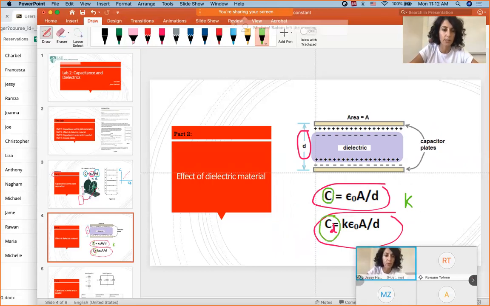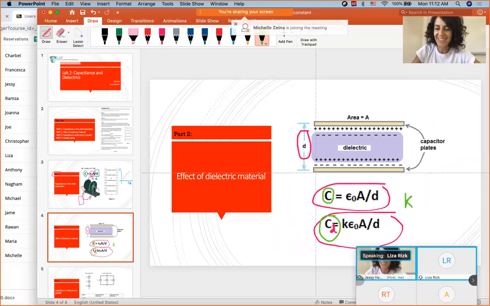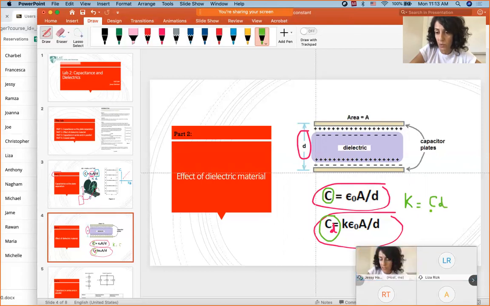Is Michael with us? If not, Lisa can answer. Lisa? You have a beautiful name, Lisa. If you want to find K, we can do CD over C. Yes, you can simply do CD over C, knowing that the area is the same because we're dealing with the same capacitor. D is the same because while I remove the dielectric, I don't move the plates.